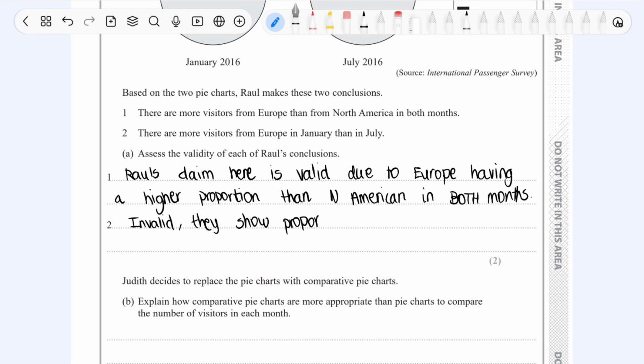proportions rather than the actual numbers of visitors.